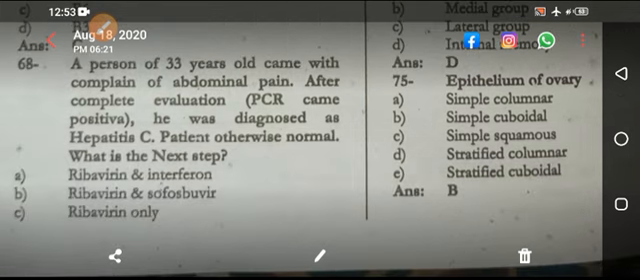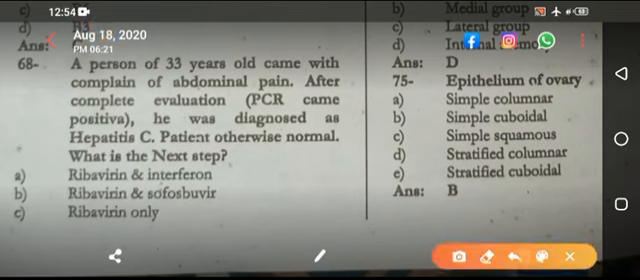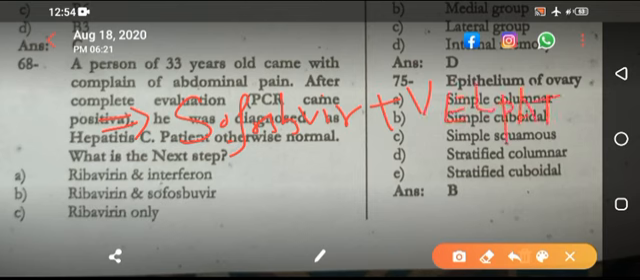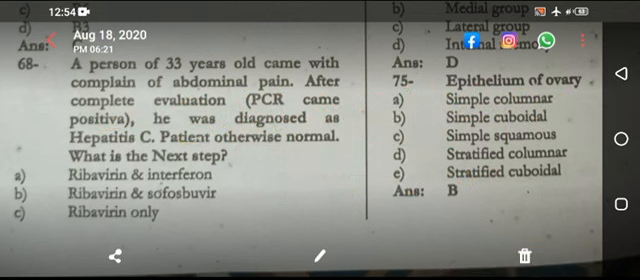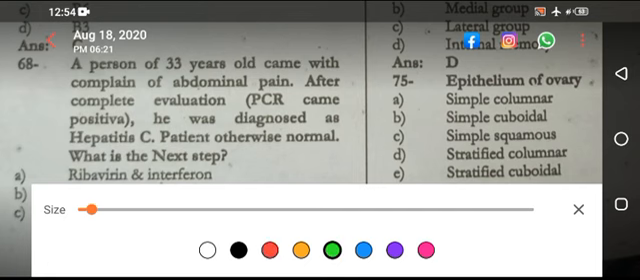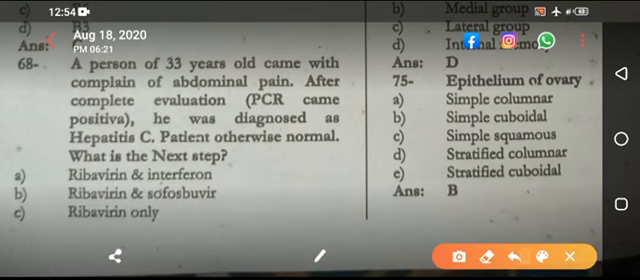A person of 33 years old came with complaints of abdominal pain. After complete evaluation, PCR came positive. He was diagnosed as hepatitis C. Patient otherwise normal. Now, if there is an option of sofosbuvir plus velpatasvir, this is the right answer because it covers all the 6 genotypes of hepatitis C. This is called a pan-genotypic regimen. If that is not in the options, what is the best next step? What do you have to choose out of the given? The answer is ribavirin and sofosbuvir.